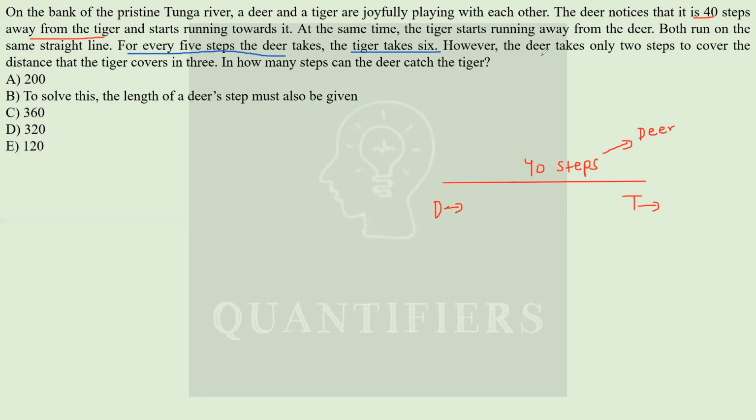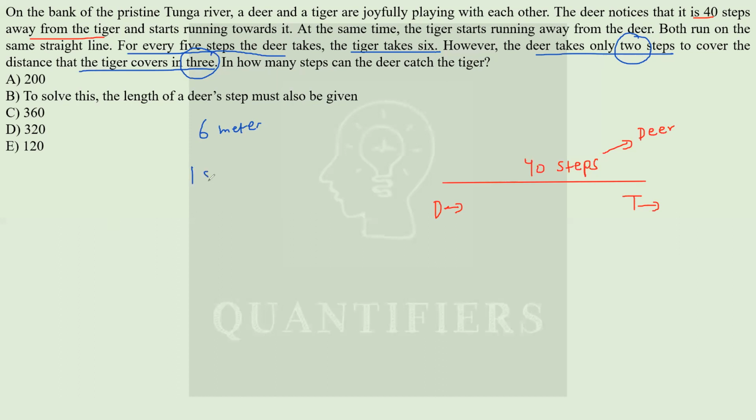Further, it is given distance covered by deer in 2 steps. Now the distance which deer covers in 2 steps, same distance is covered by tiger in 3 steps. Now students, this 3 and this 2 is very important. Now what I'm doing is I'm taking a distance which is a multiple of 3 and 2. So I'm taking 6 meters. See, you can take any multiple of 2 and 3. So I'm assuming 6 meters is the distance which deer covers in 2 steps.